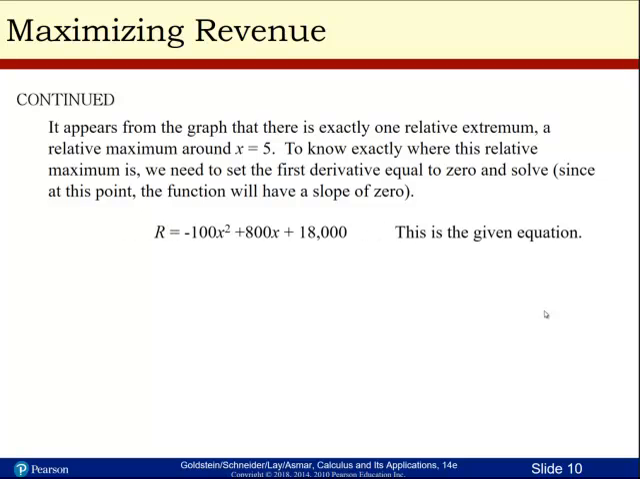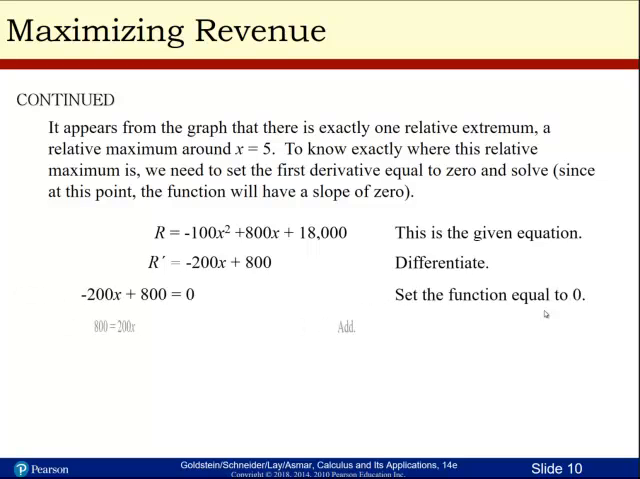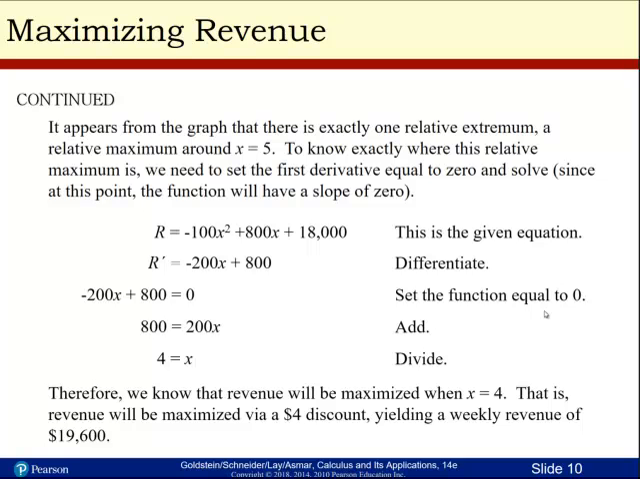So here's our revenue equation. Take the derivative. We'll have negative 200x plus 800, set it equal to 0, solve for x, and we get that x equals 4. Therefore, we know that the revenue will be maximized when x is 4. That is, revenue will be maximized with a $4 discount, yielding a weekly revenue of $19,600.